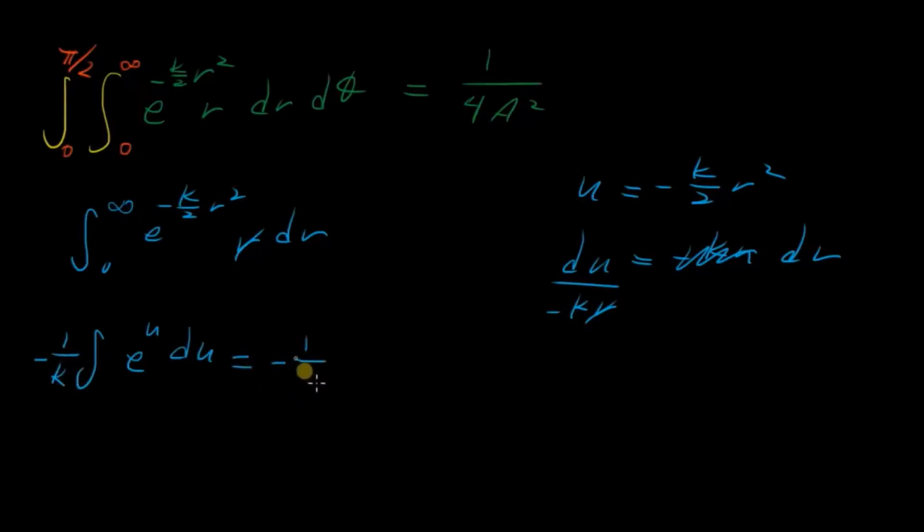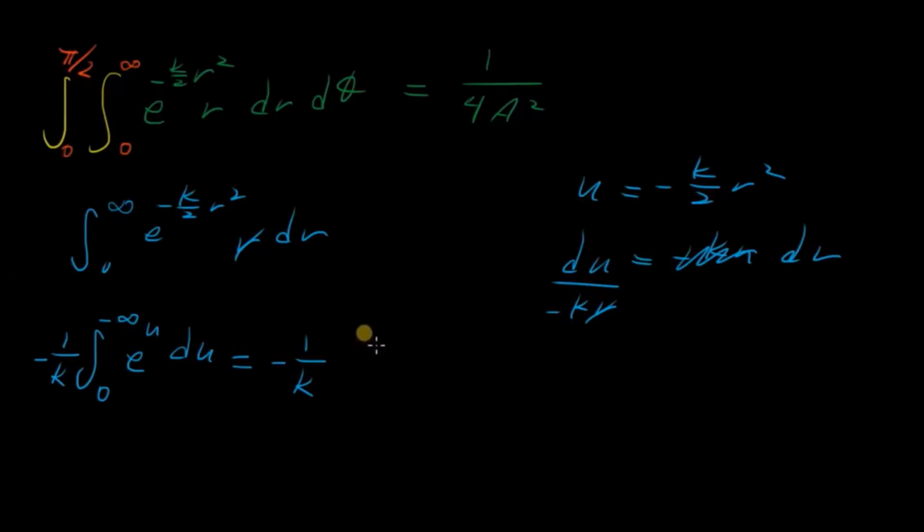So, bounds of integration. Okay, if r is 0, u is 0. If r is infinity, u is going to be negative infinity. And I know technically I'm supposed to write this as a limit rather than just plugging in infinity, but I'm going to be lazy and just plug it in directly, so you can sue me.